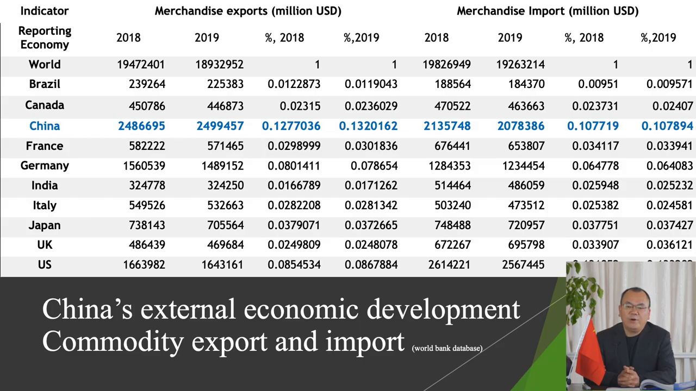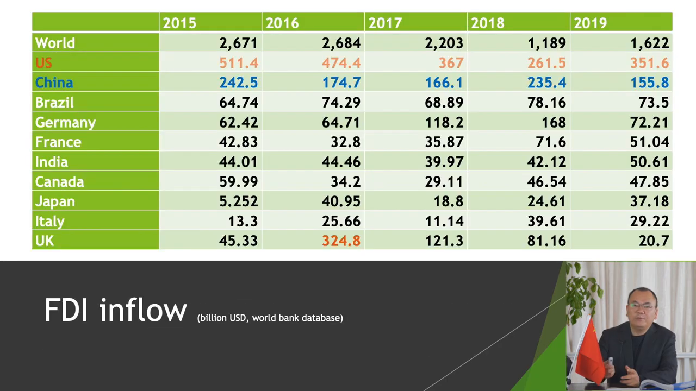Besides export and import, we also use FDI inflow to measure a country's external operation. Let's see FDI inflow. So this is the last 5 year FDI inflow, with data from the World Bank database. The number one is the United States, and China is number 2 again. Only a little exception is in 2019, the United Kingdom is the second FDI host country. I think it's because of Brexit.